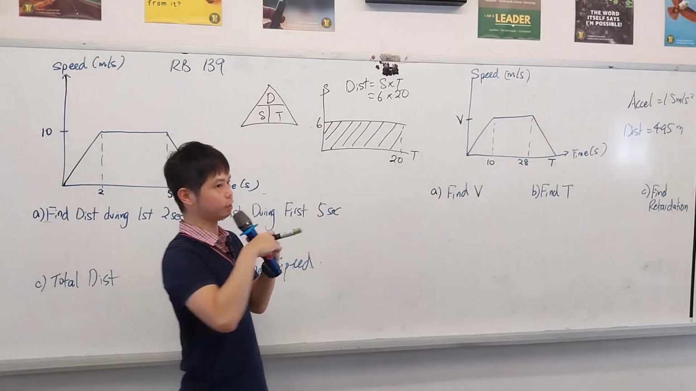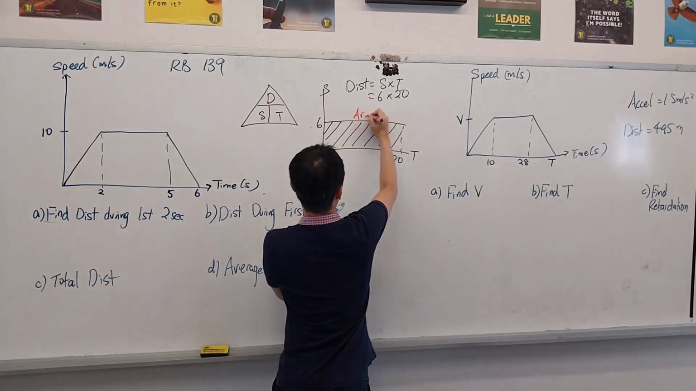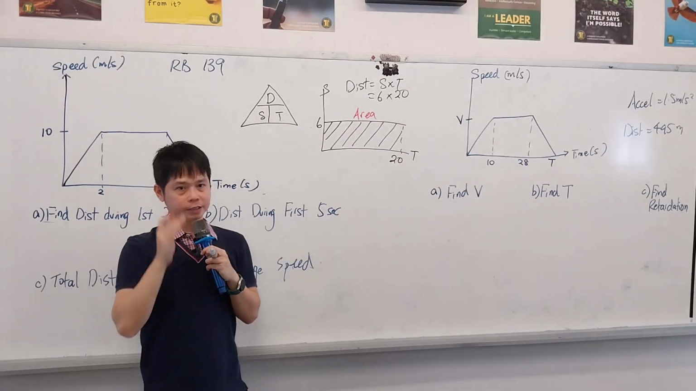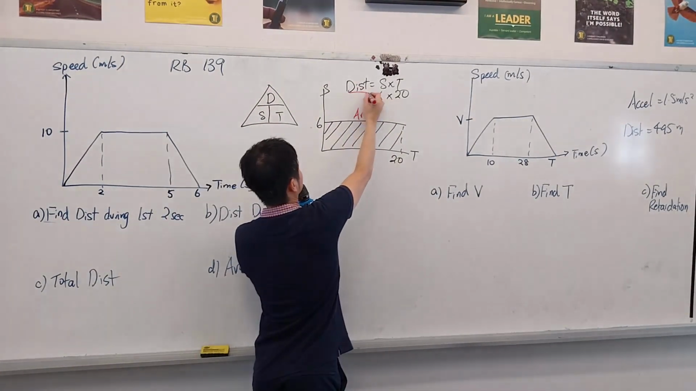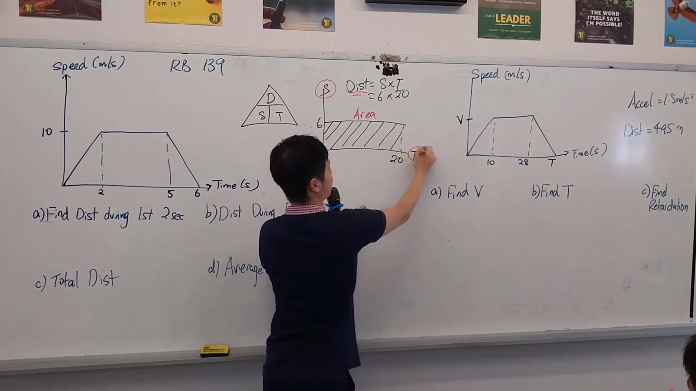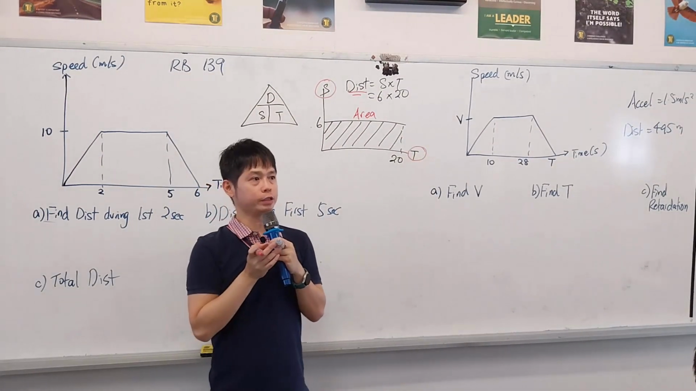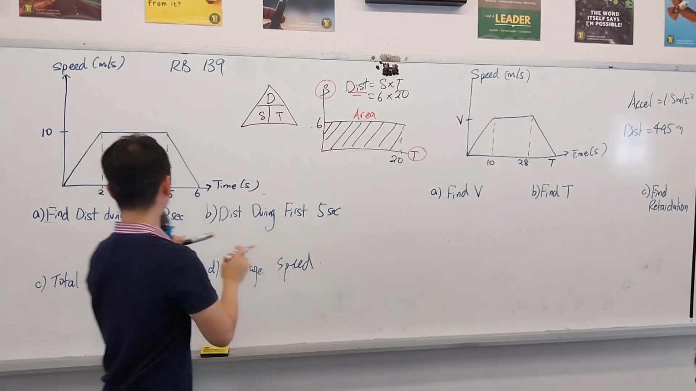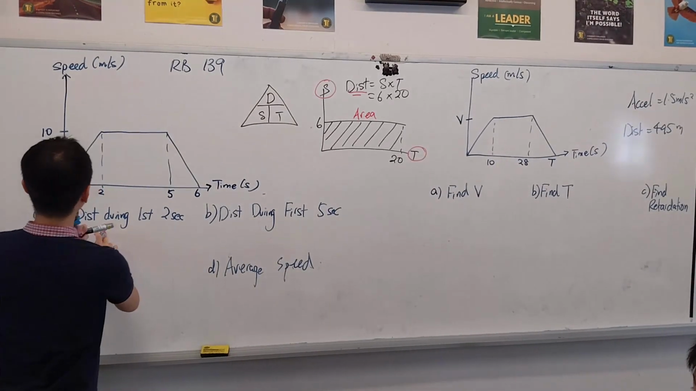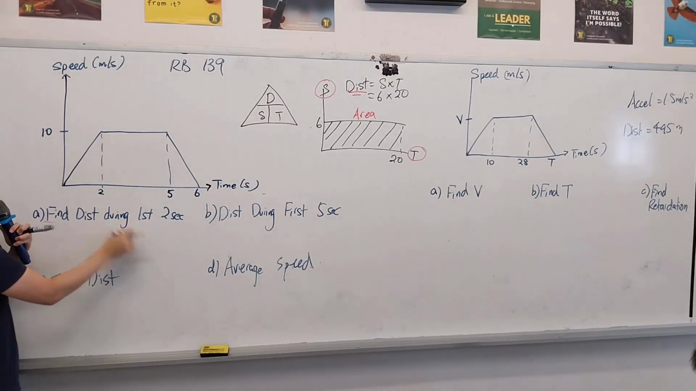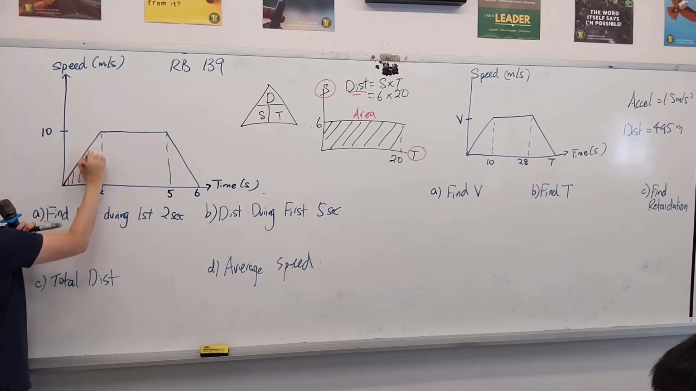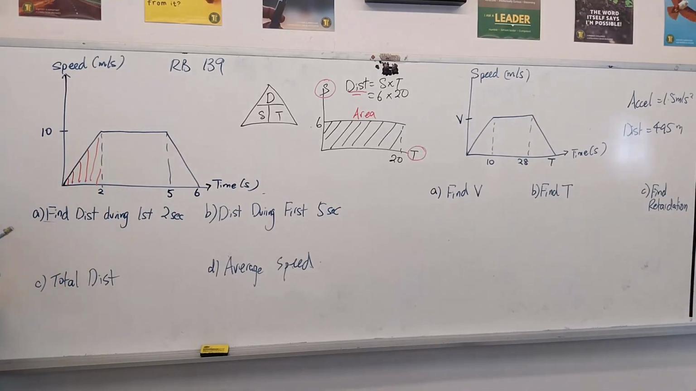So the concept is actually the concept of area. Again, to find the distance in a speed time graph, you need to find area. Simple as that. Okay, let's go through some of the concepts here. Now find the distance during the first 2 seconds, and the first 2 seconds is indicated by this shaded area here. So what is the distance? Can you work it out now?